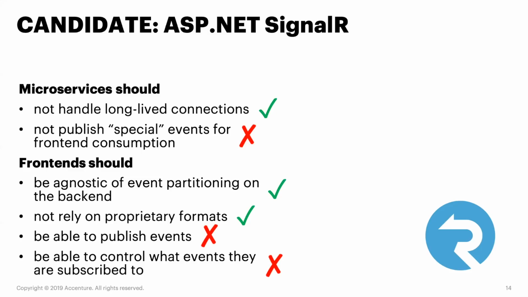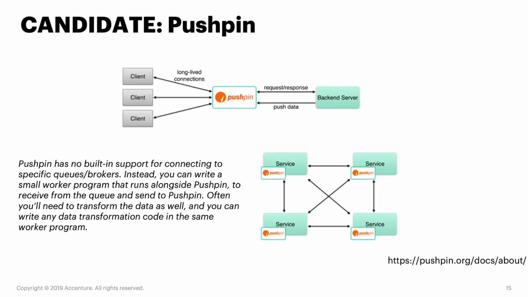So we move on to the next candidate, which is Pushpin. Pushpin looks pretty solid, and their key ideas seem to align very well with our goals. Transparency towards clients, statelessness and share-nothing architecture to support high scalability, and a publish-subscribe model for data transmission. Let's see how this relates to our goals. I also copied a paragraph from their website here, where they say that Pushpin has no built-in support for connecting to specific queues or brokers like Kafka, but they have an example for adding a small worker program that runs alongside Pushpin that should add that capability.